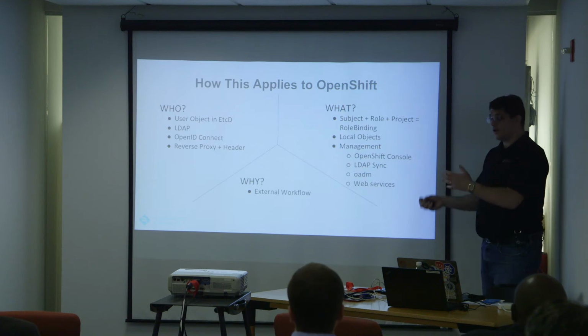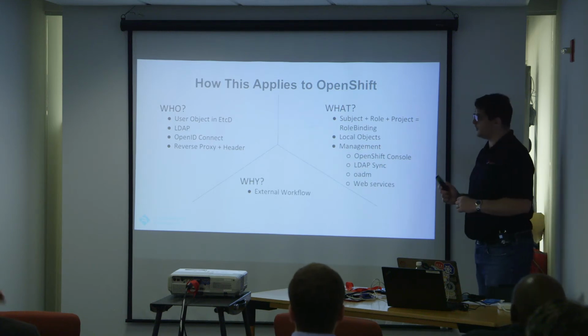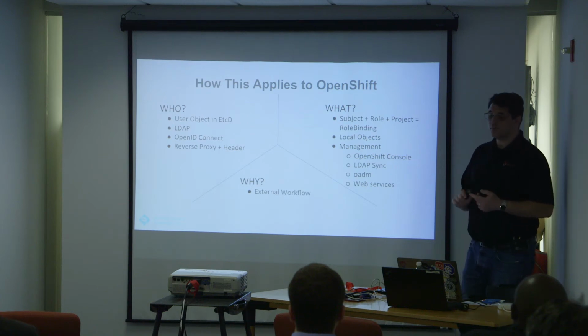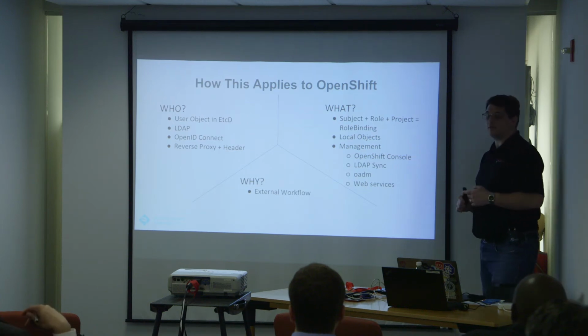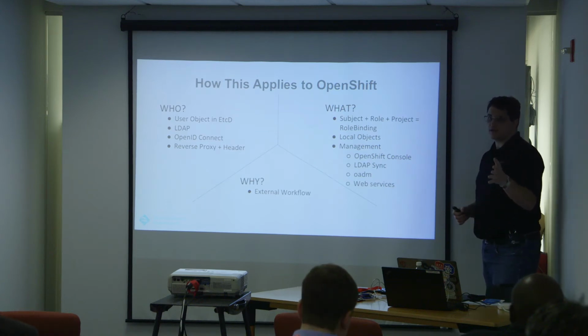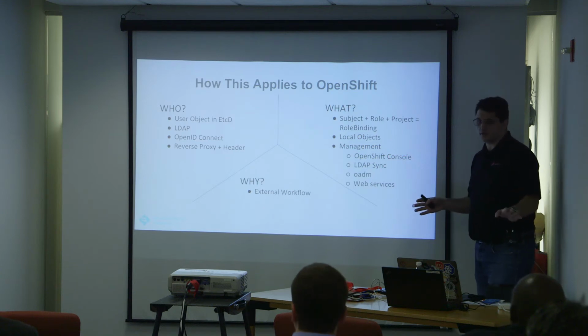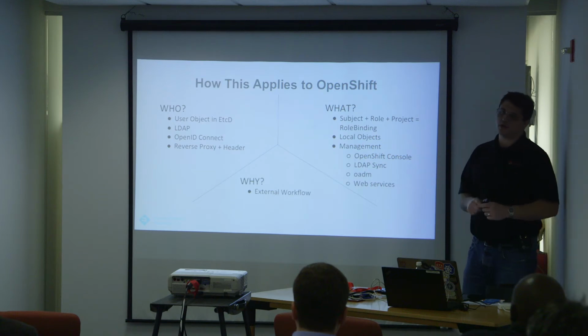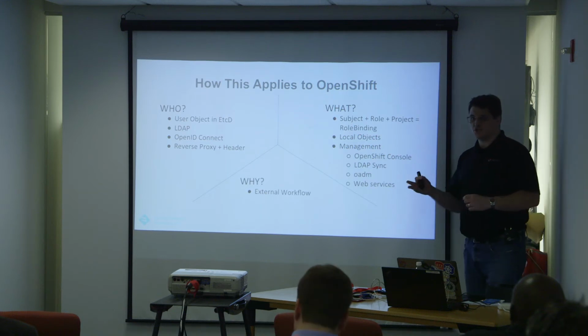Now, this is an area where OpenShift's pretty good. If you want to authenticate, you have several options. Probably the two most popular are going to be LDAP and a reverse proxy plus header. So hook it up to your LDAP directory, it does an LDAP query, pulls your information in, you're good to go. No manual work done there. Reverse proxy plus header, very similar. You throw a reverse proxy in front of the OpenShift API server and console, you inject the header.